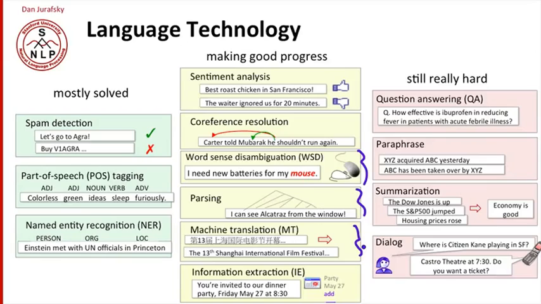So for example, answering hard questions like how effective is this medicine in treating that disease by looking at the web or by summarizing information we know is quite hard.